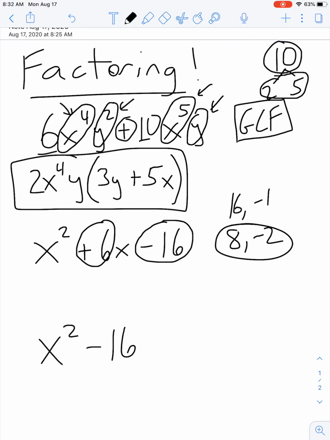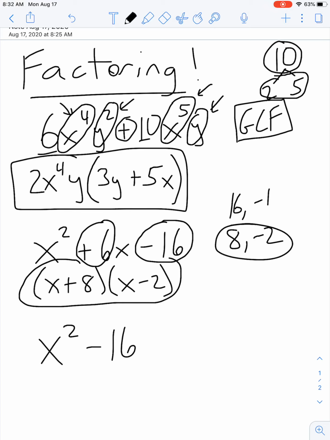That's my pair. And the way we write our final answer, we have two sets of parentheses. x plus 8 times x minus 2. And you could go through and distribute this out to make sure that you get what you started with. It's just a very quick way to check that you do have the right answer. That's it. Those are the factors.